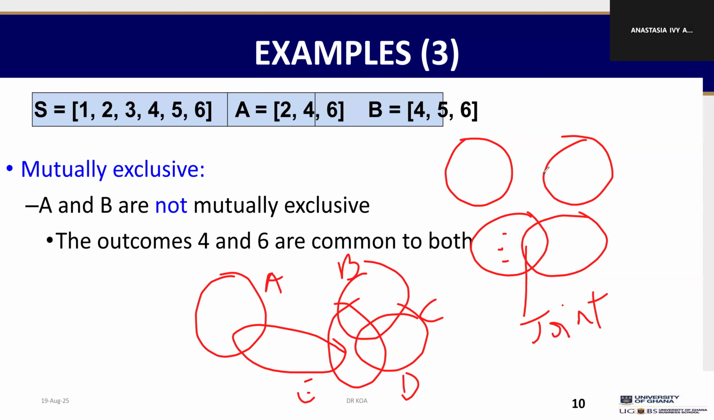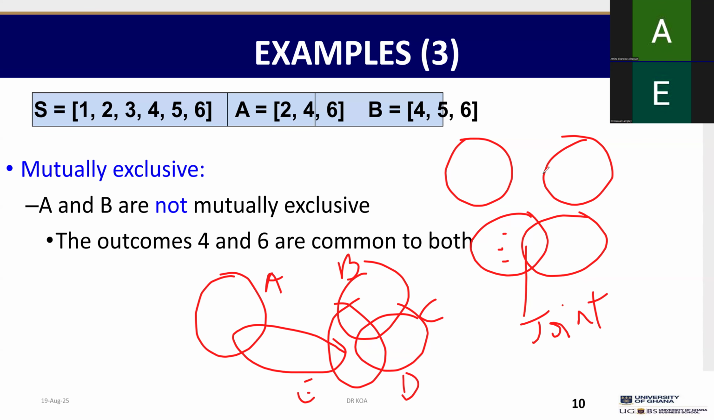C and E, are they mutually exclusive or not, Anastasia? No, sir, they are not. They are mutually exclusive. C and E are mutually exclusive. Amina, can you please explain the C and E for me, please? C and E are mutually exclusive. Yes, they don't have any intersection. Okay.